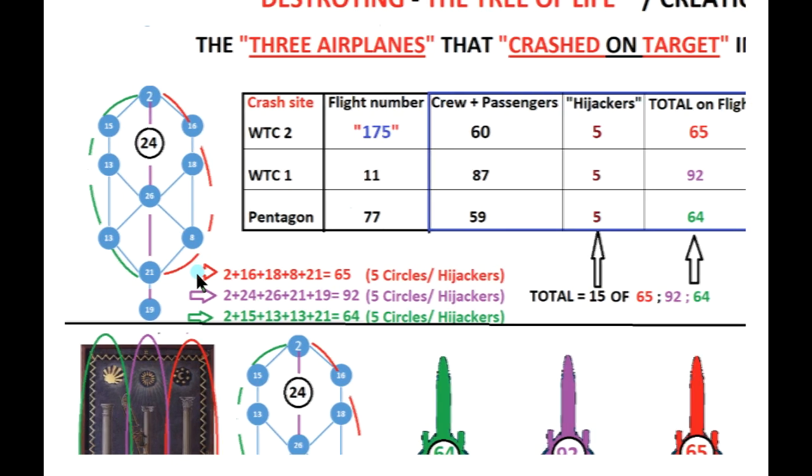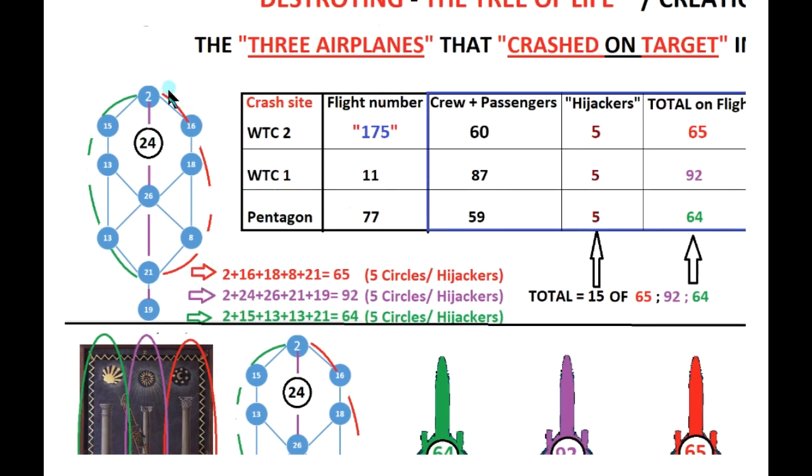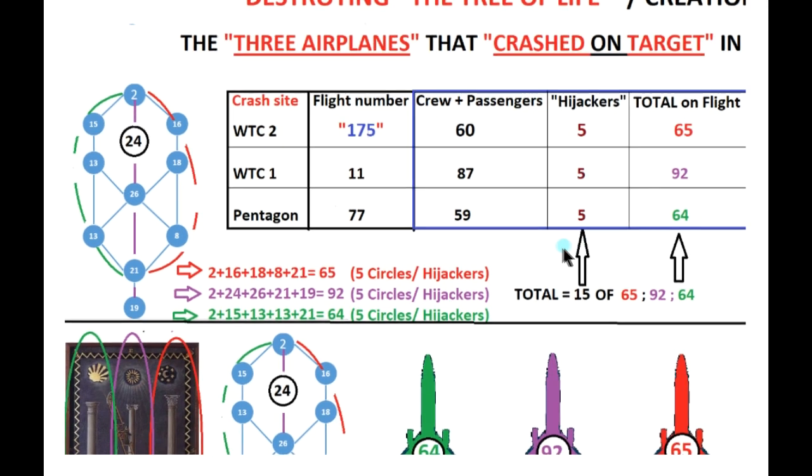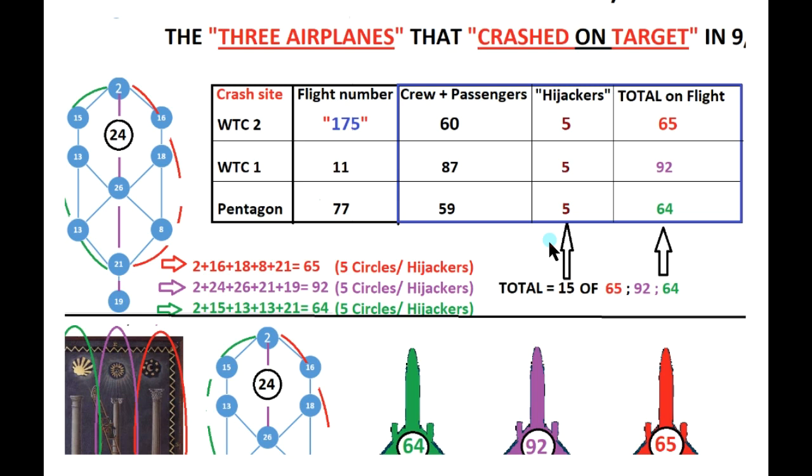So if we sum the circles of the first column, how much do we get? 2, 16, 18, 8, 21. That's the red dotted. How much does it equate to? 65. So let's go to the other column, the one in purple. You have 2, 24, 26, 21, 19. How much does it equate to? It equates to 92. That's the same number of people who were on flight number 11. They were 92 passengers. What a coincidence, isn't it?